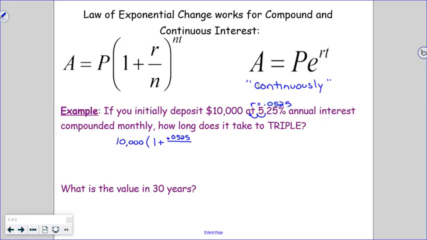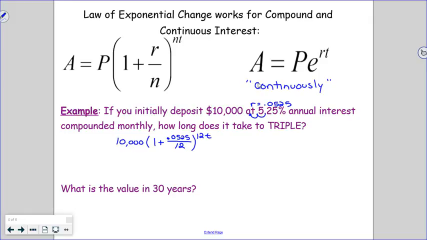Okay. N represents how many times per year that our money is being compounded, and it said the word monthly. So N, every place we see an N, is going to be 12. And then T is how long it's going to be there, and that's the question. How long is the question? So that's going to be a variable. But then it says, does it take to triple?